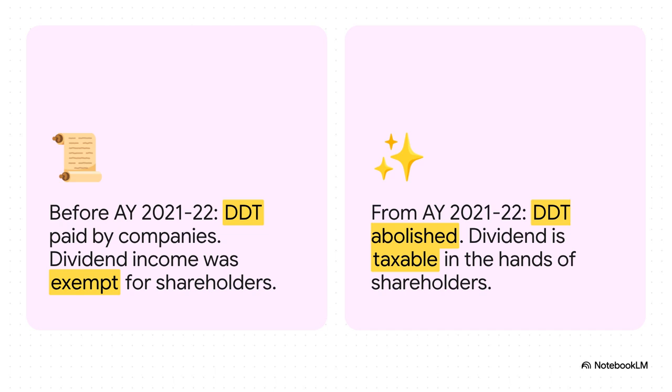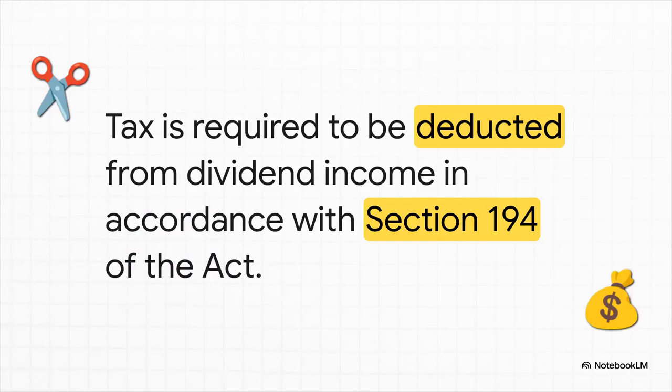So instead of a flat tax on the company, the tax burden now falls on the person who actually gets the money, and it's taxed at your personal income tax slab rate. This is a critical change you have to know. And with this big change comes a new piece of compliance. Companies now have to deduct tax at source, or TDS, before they pay you that dividend.